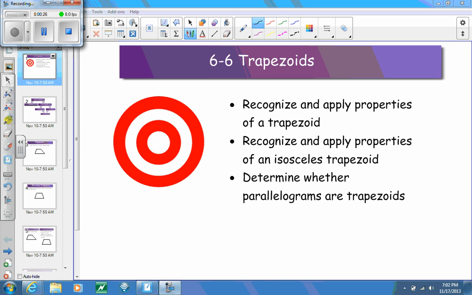And once we have figured out what those properties are and how they work with the trapezoid, we are going to determine whether parallelograms are trapezoids. And then I'm also going to add in here that we are going to find the median of a trapezoid.